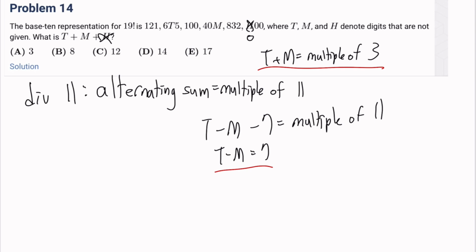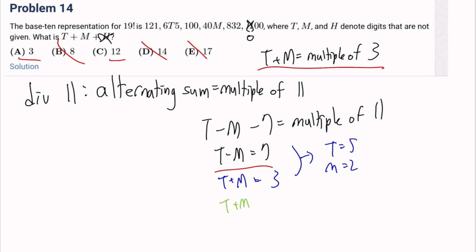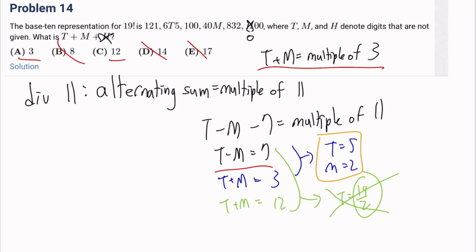And so looking at the answer choices, we have two ways. Since t plus m should be a multiple of 3, it's either 3 or 12. If t plus m equals 3, then t is 5 and m is 2. And if t plus m equals 12, then t equals 19 over 2. This is not an integer, so of course t can't be this. So t is 5 and m equals 2. That's when t plus m is 3, so the answer is A.